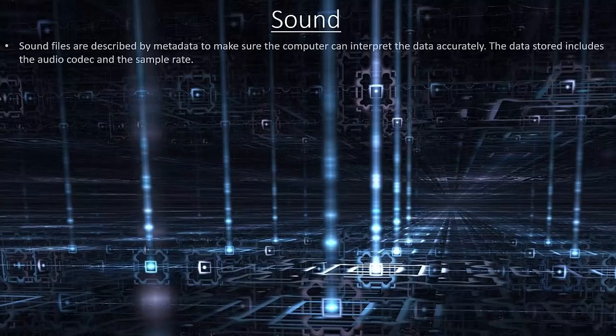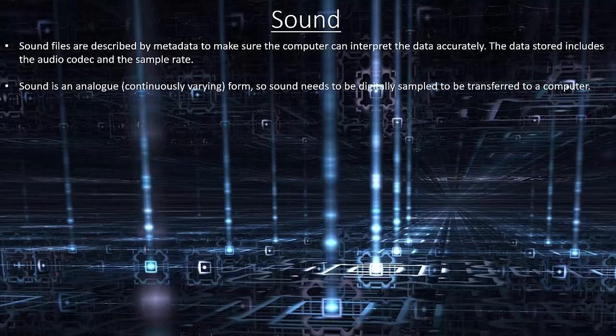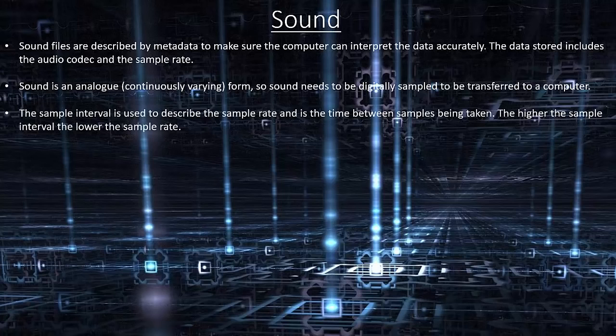Sound. Sound files are described by metadata to make sure the computer can interpret the data accurately. The data stored includes the audio codec and the sample rate. Sound is an analog, continuously varying form, so sound needs to be digitally sampled to be transferred to a computer. The sample interval is used to describe the sample rate and is the time between samples being taken. The higher the sample interval, the lower the sample rate.